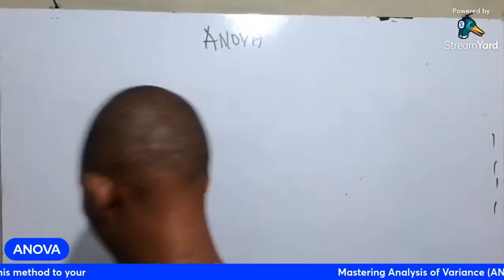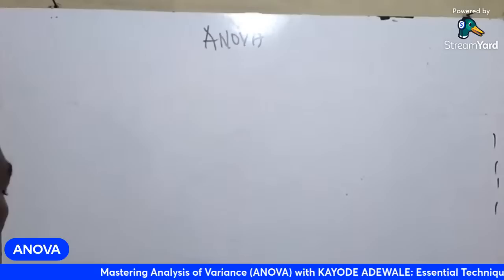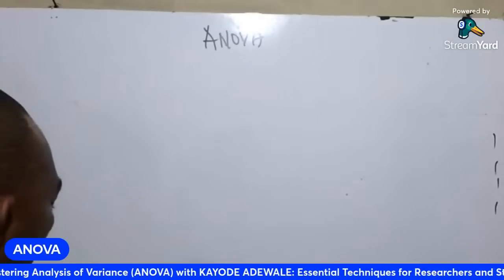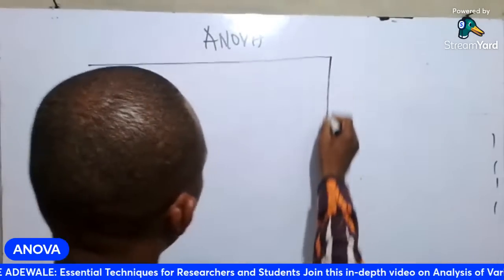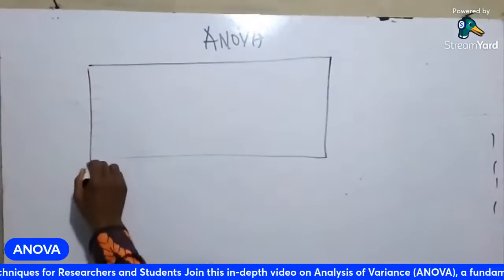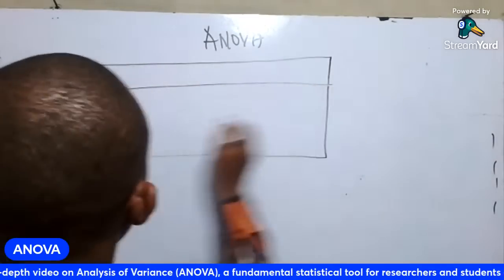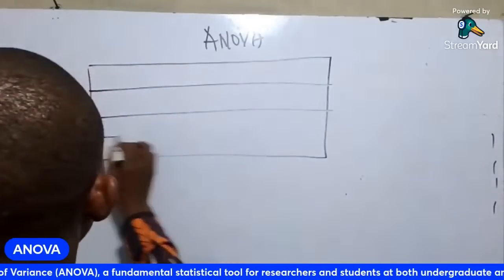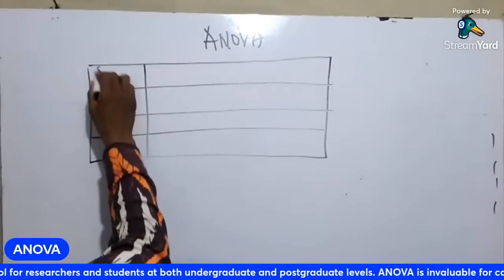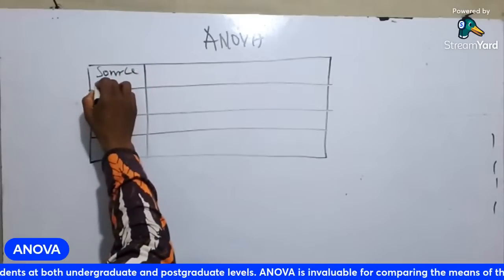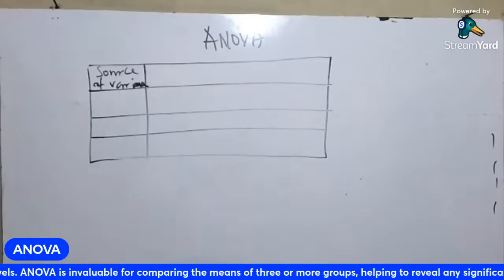So first of all, I want to draw the table of analysis of variance before I move into the procedure. So let me draw the table for us. The table is basically divided into 4. And here you talk about the source of variation.